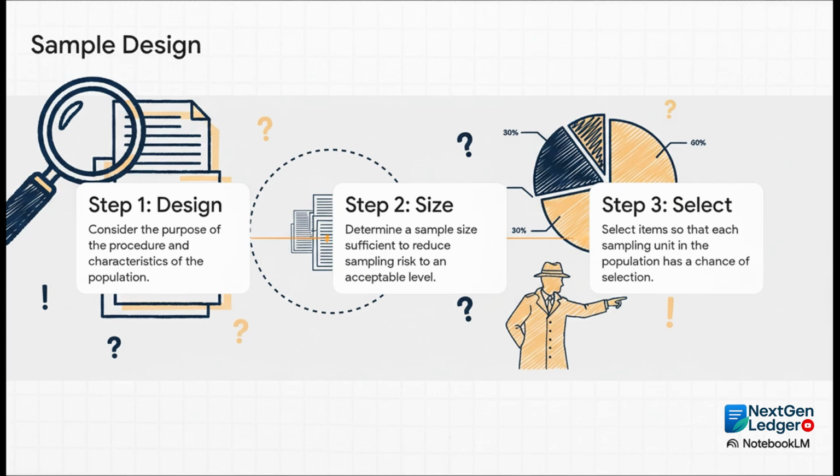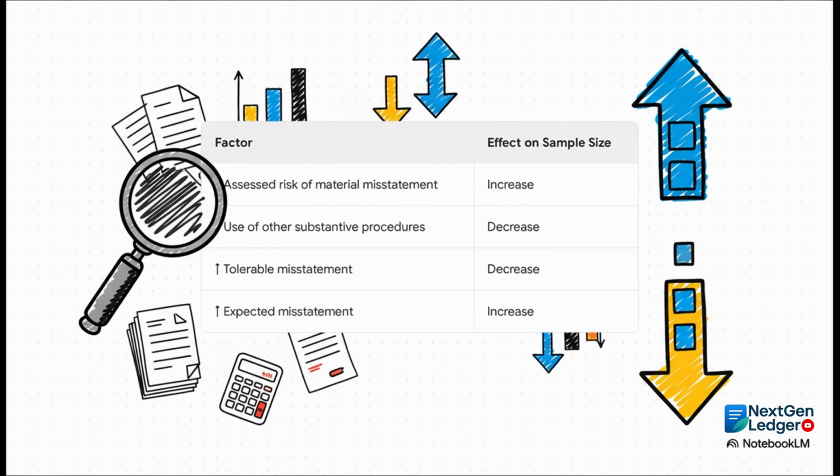Second, you have to decide how big your sample needs to be to get that sampling risk down to a comfortable level. And third, you have to pick your items in a fair way so that every single item in that population has a chance of getting picked. And figuring out that sample size is a real balancing act.